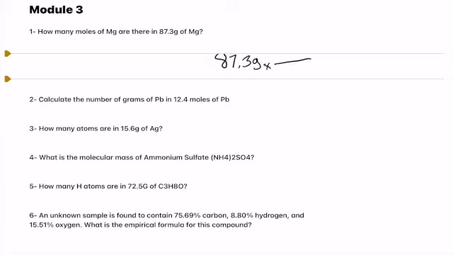Question 1 asks us how many moles of magnesium are present in 87.3 grams of magnesium. This is a simple grams to moles conversion. So we start with our given, 87.3 grams. We multiply that by 1 mole over 24.30 grams, which was the atomic mass of magnesium on the periodic table. We do our division, we get 3.59 moles.